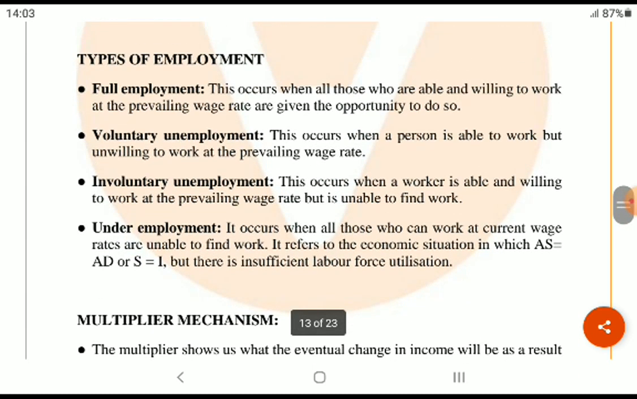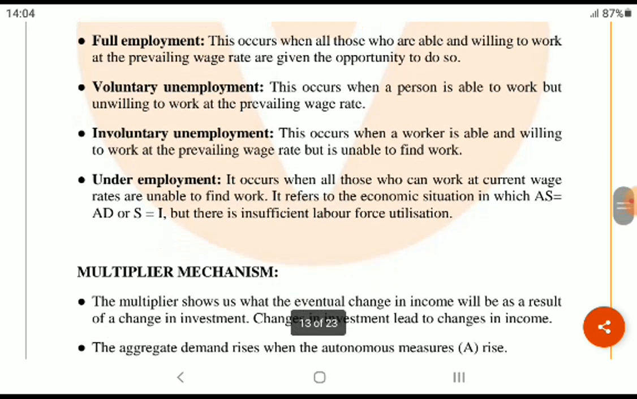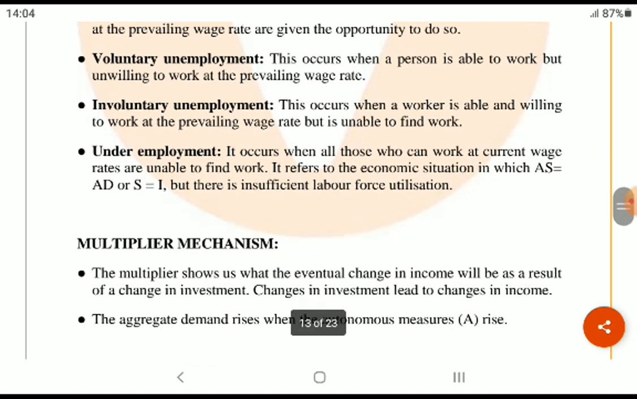Involuntary unemployment occurs when a worker is able and willing to work at the prevailing wage but is unable to find work. It means here he wants work, and how much salary they give is okay. He wants to work but he is not getting any work. It means no company is taking him.